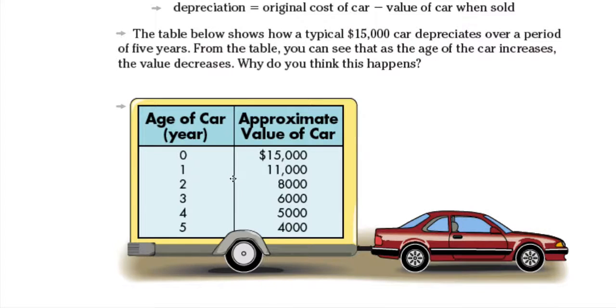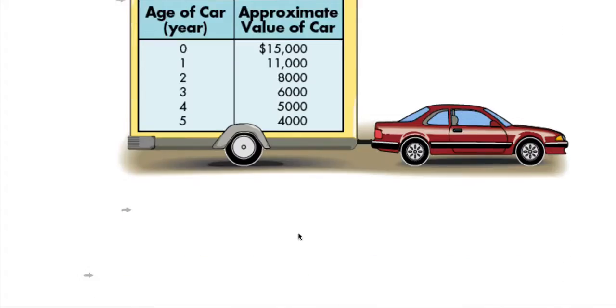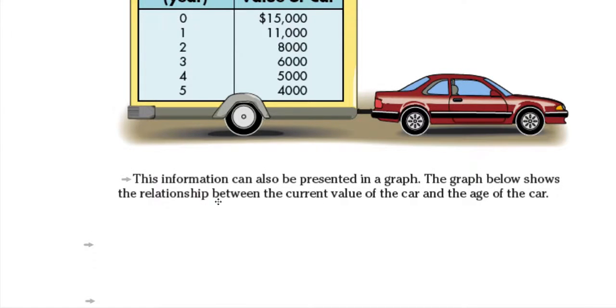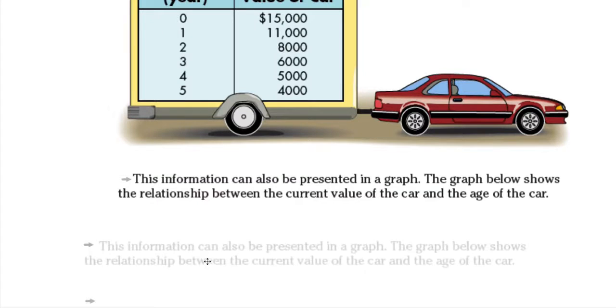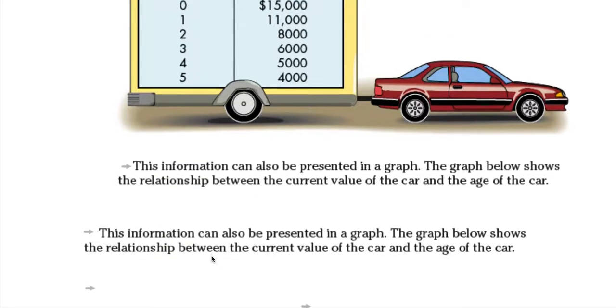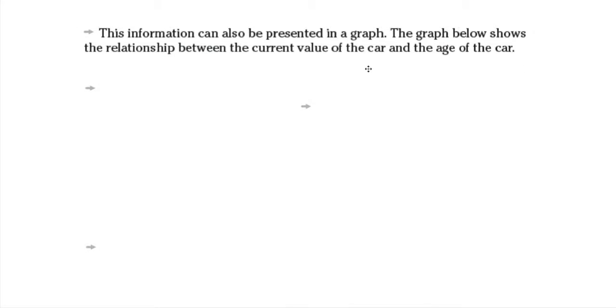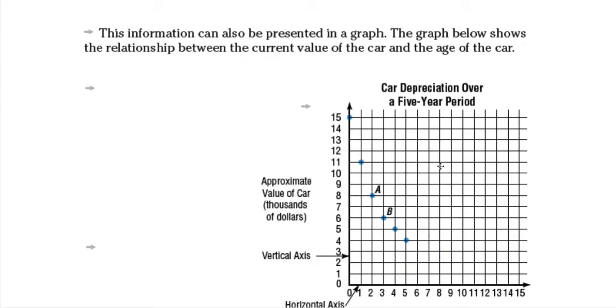So at year 0, you have the approximate value of the car at $15,000, and at year 1, $11,000, all the way down to year 5, where the value of the car is at $4,000. This information can also be presented in a graph. The graph below shows the relationship between the current value of the car and the age of the car, and this is the graph that we have there.